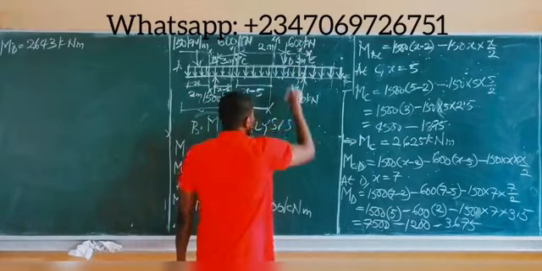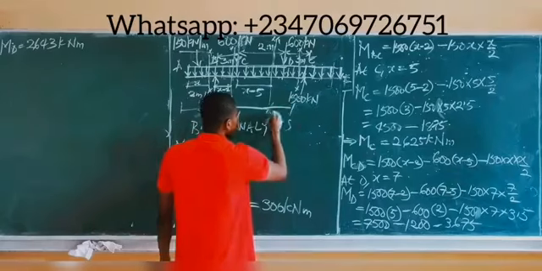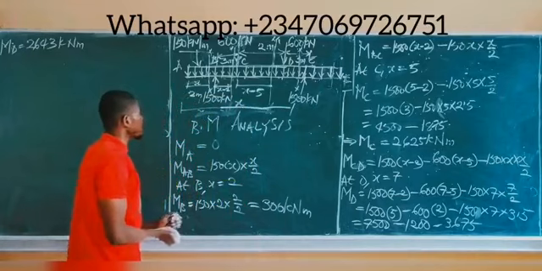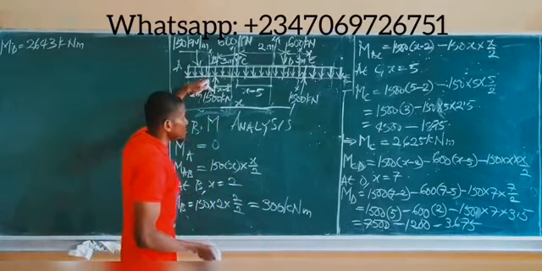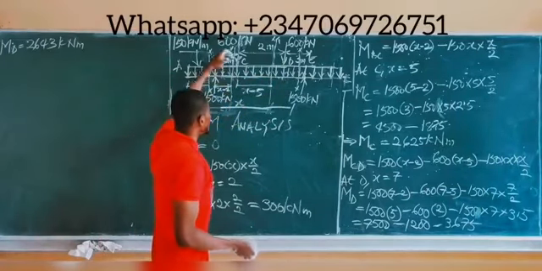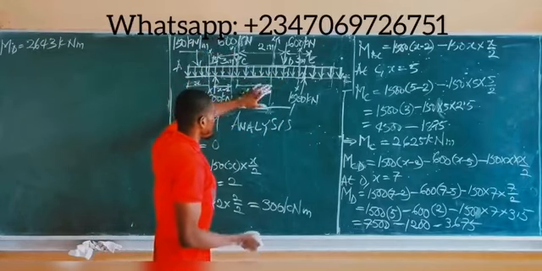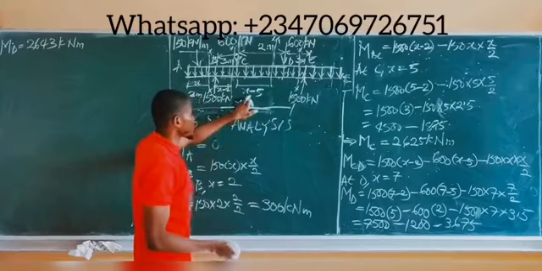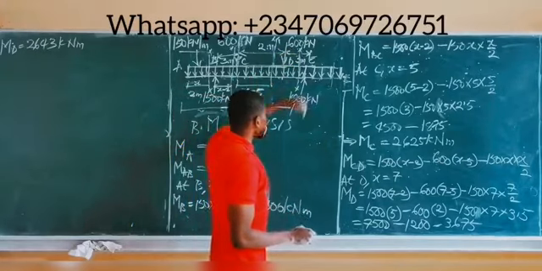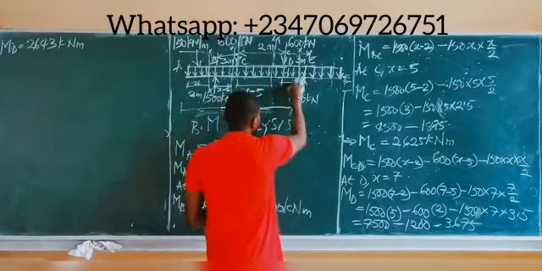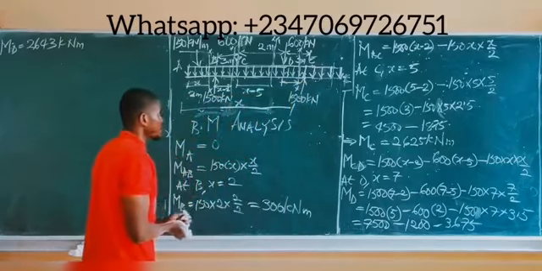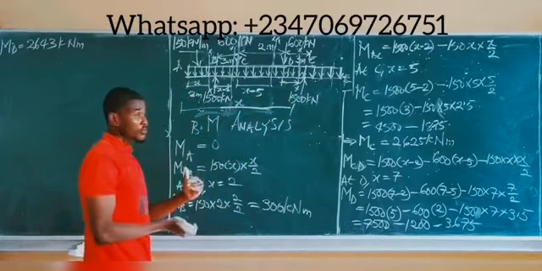The distance from point A to the point of section, we simply call it x meters. Then the distance of this 1,500 force about the point of section still remains x minus 2. The distance of this 600 kilonewtons force acting here about the point of section still remains x minus 5. Now we need to find the distance of this other 600 kilonewtons force about the point of section. I simply said the distances you don't need to take it off from x. That is the distance of each force to the point of section.